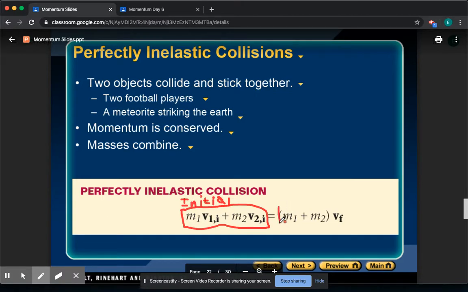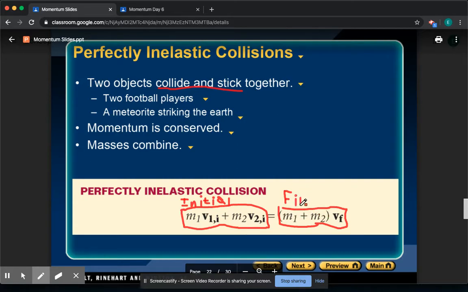This side is going to be your final momentum. And the reason they're adding the masses together is because the objects collide and stick together. So when they crash, now they're stuck together, which means the mass, if you change that to M3, let's say, M3 would be the same as M1 plus M2.